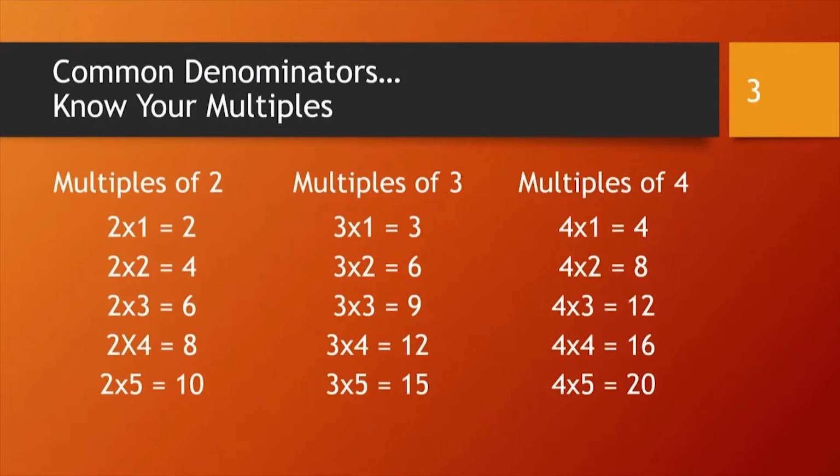I have just some examples here. When I say multiples, what it means is to multiply. For example, 2 times 1 is 2. 2 times 2 is 4. So you just keep going up in numbers to find your multiples. Your multiples of 3 would be 3, 6, 9, 12, and so on. Knowing those will help you with finding common denominators.